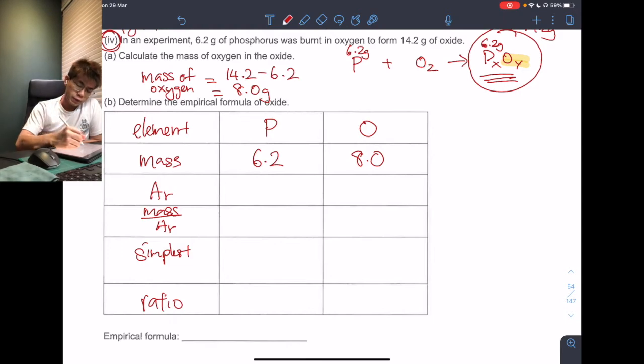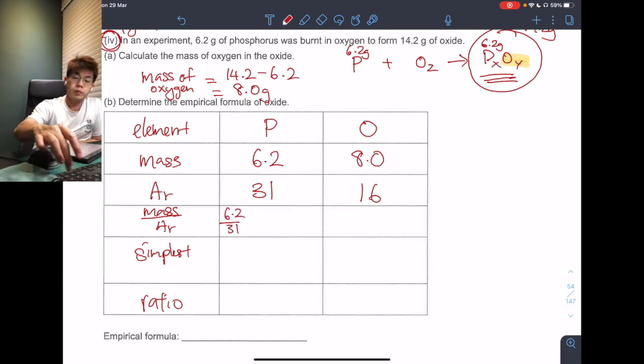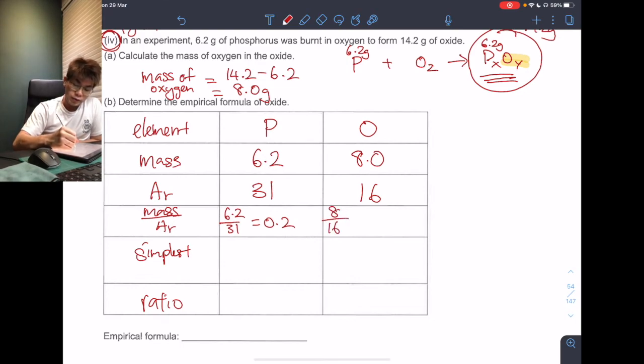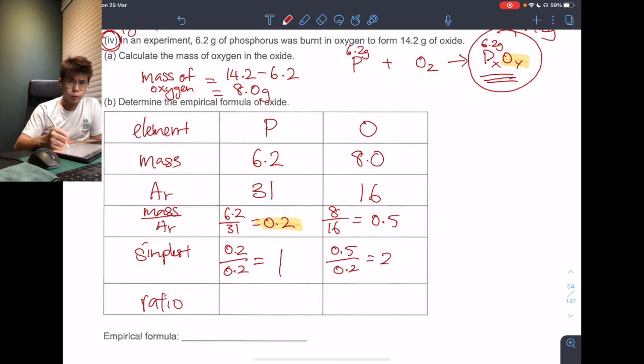Ar of P I believe is 31. Oxygen I believe is 16. So now 6.2 divided by 31. 6.2 divided by 31, that's 0.2. And oxygen is 8 divided by 16, I believe is 0.5. So you can see that the smallest number here is 0.2. So I'll take 0.2 divided by 0.2 equals 1. The other side is 0.5 divided by 0.2 equals, I guess, 2.5.